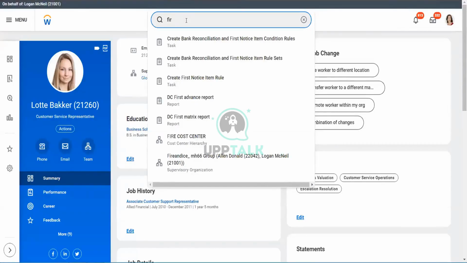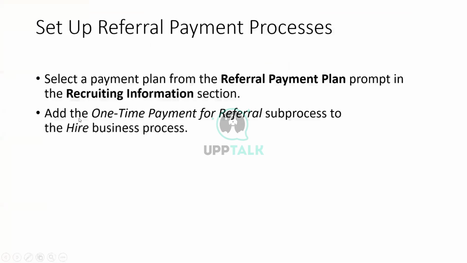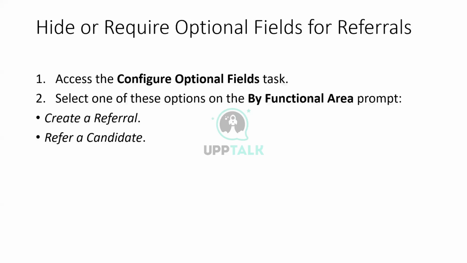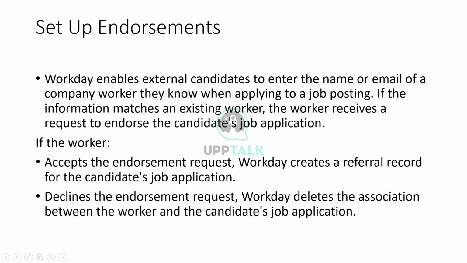And if it is internal, skip this step or something. Then set up a referral payment, which we have already seen when we are creating the job. We can attach the standard referral payment, and then we have to add just a one-time payment for referral in any one of the job application stages. Then hire or require optional fields for referral. That is not an important slide, I would say.